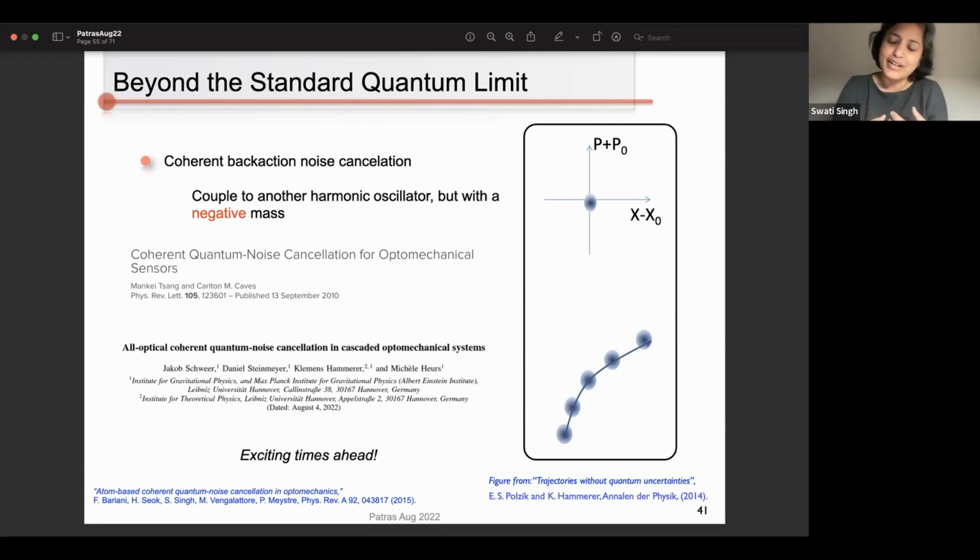And this is an active area of research, starting from 2010-ish or before, all the way to last week. There's a bunch of ways to avoid this type of quantum noise. So I would say there are exciting times ahead in using quantum optics techniques, not just back action noise cancellation, but feedback control and others to mitigate quantum noise and get around the standard quantum limit.